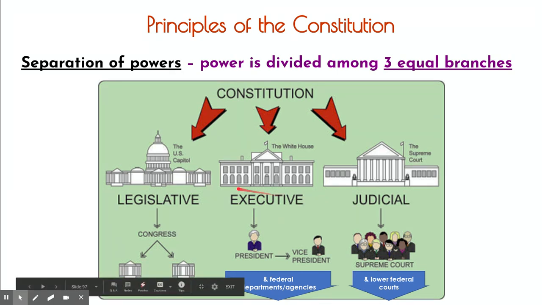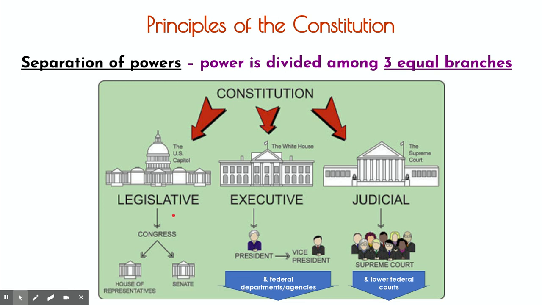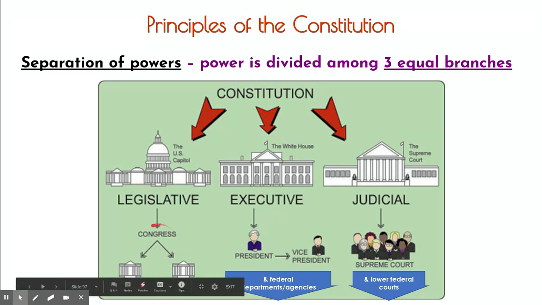Some things to remember here. Legislative, groups that make laws. It's always going to be a group. Groups, not a single person. Now, these others can be groups too, but they're not ones that make laws. They're generally not elected groups. These are elected groups.